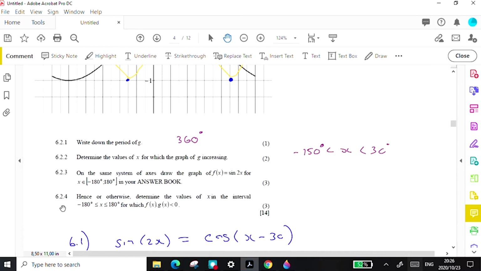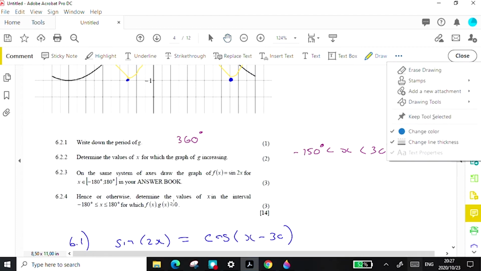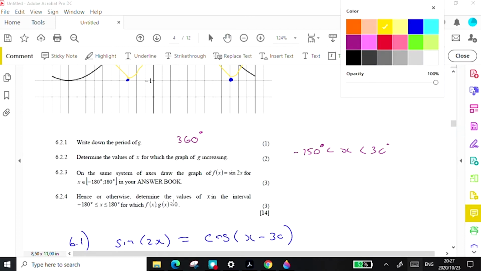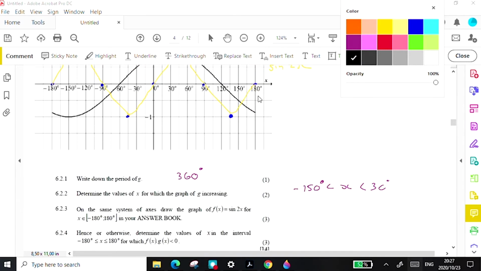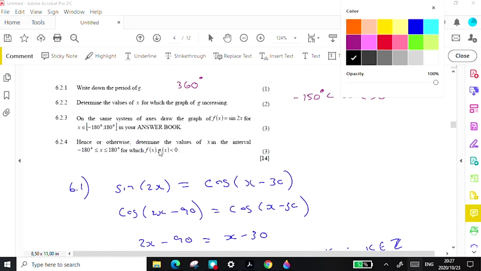And for number 6.4, we're required to find the interval for which f times g is less than 0. F times g would be less than 0 if f and g have different signs. That is, if f is negative, g must be positive. If g is negative, f must be positive. So you have f times g being less than 0.